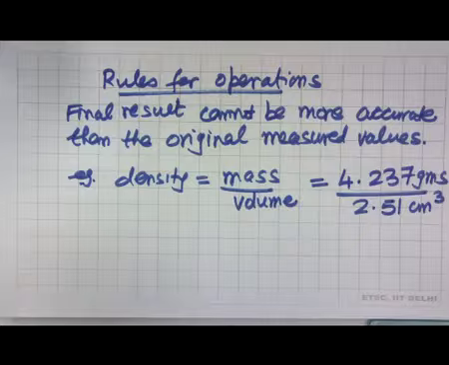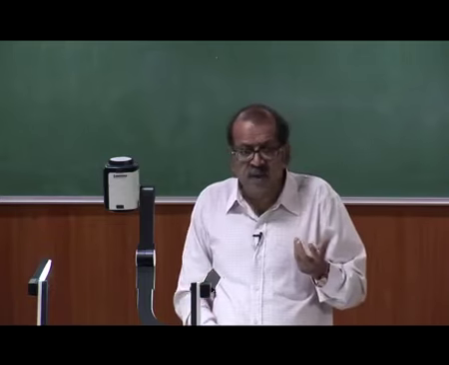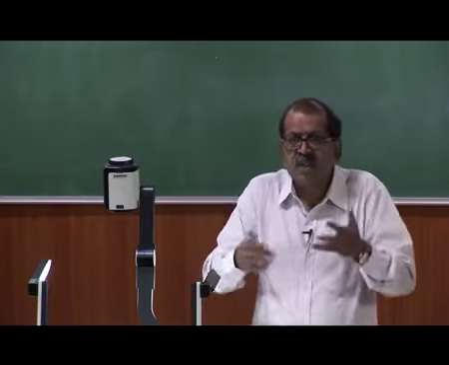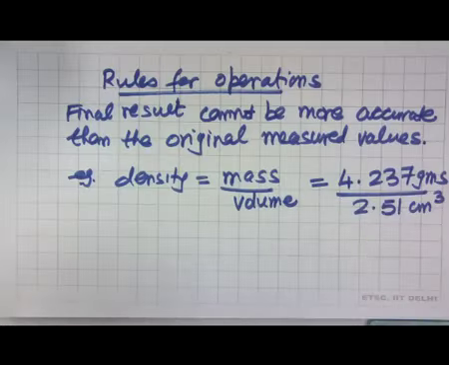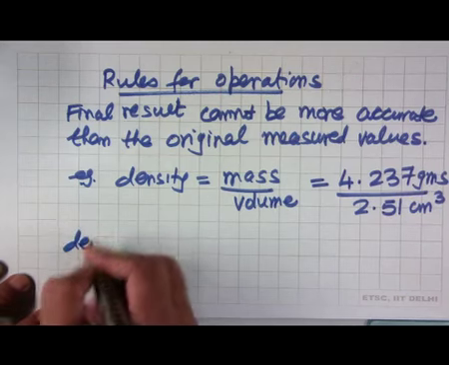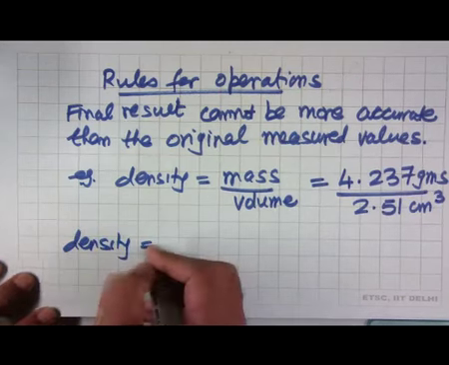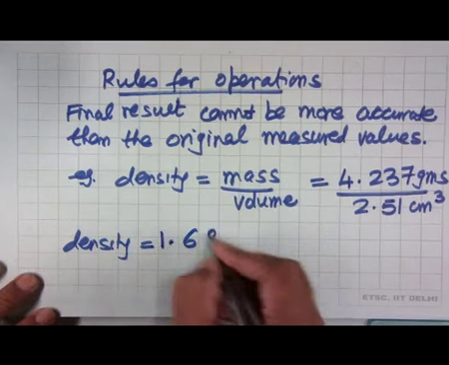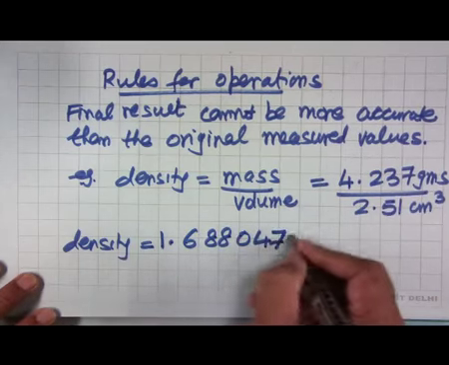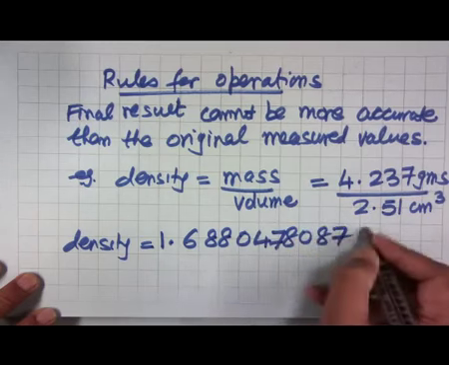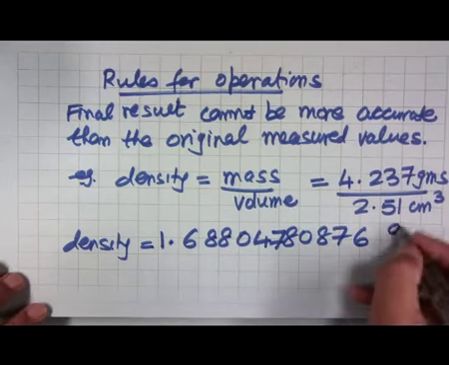Now, today this is an era of calculators. If I ask anyone to do this, you will take a calculator, you will punch these two numbers, and when you calculate the density using these two numbers, the calculator will give you an answer something like 1.688, I am copying this, 04780876, depending on how many digits are there in your calculator.